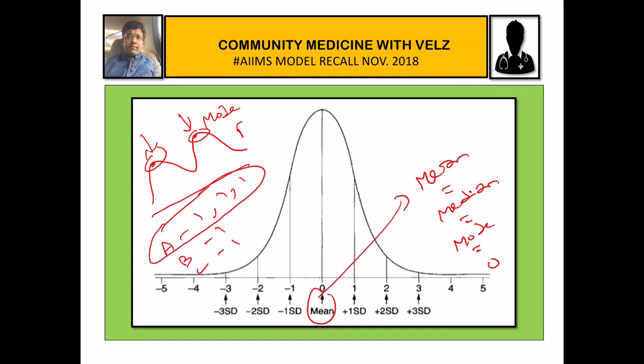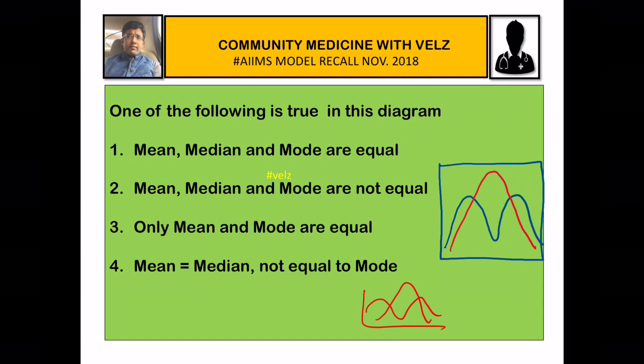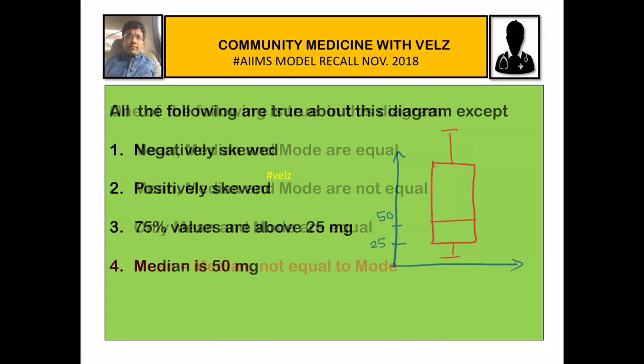So this is a bimodal distribution. This we can see in diseases like Hodgkin's lymphoma, because it occurs in two age groups, around 20 years and around 60 years. So it is called bimodal distribution. If you see in this diagram, we can note the modes are different, but the mean and the median can be the same. So the answer will be mean is equal to median but not equal to mode.